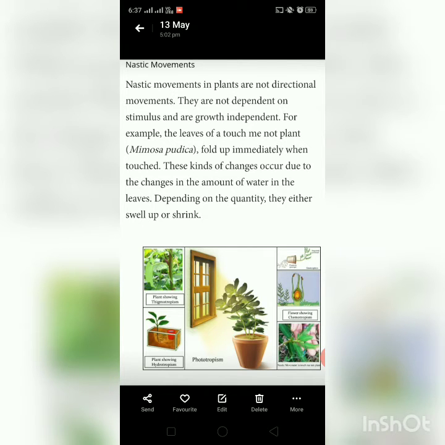Depending on the quantity of water present in the leaves of that particular plant, they will either swell up or they will shrink. In this image, some pictures of other tropic movements in plants are shown.